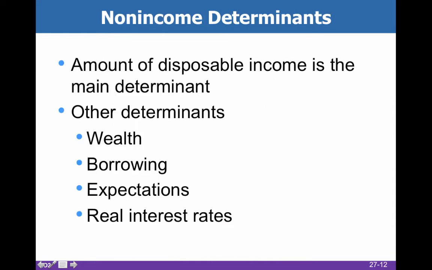All right, so there are some non-income determinants, but disposable income is the main determinant. So when our wealth changes, so not our income, but our wealth, this wealth, of course, is what we've stored up over a long period of time. When that changes, that can drive our consuming patterns. Borrowing, when borrowing is really cheap, when interest rates are low, we tend to spend more. When interest rates are high, we tend to spend less. Expectations, if we think that the economy is going to be good, we will spend more today, whereas if we think the economy is going to be bad, we will spend less today. And then real interest rates is very connected to borrowing.